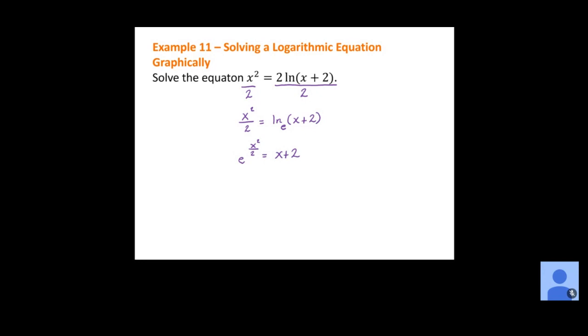Okay, now what? Okay, if we subtract the 2, that's us e to the x squared over 2 minus 2 equals x. What's wrong with that? There's still an x on the left-hand side too, right?